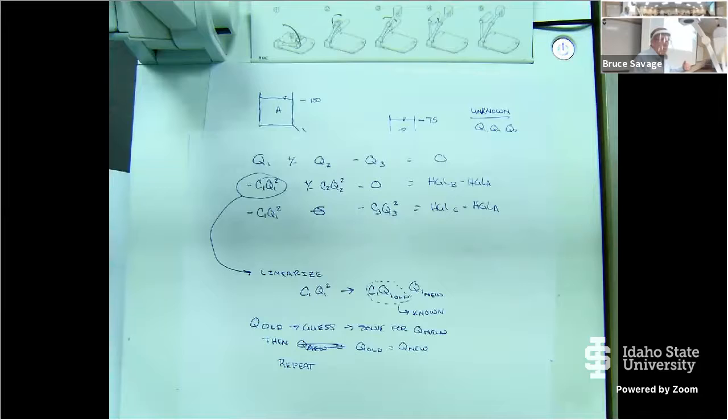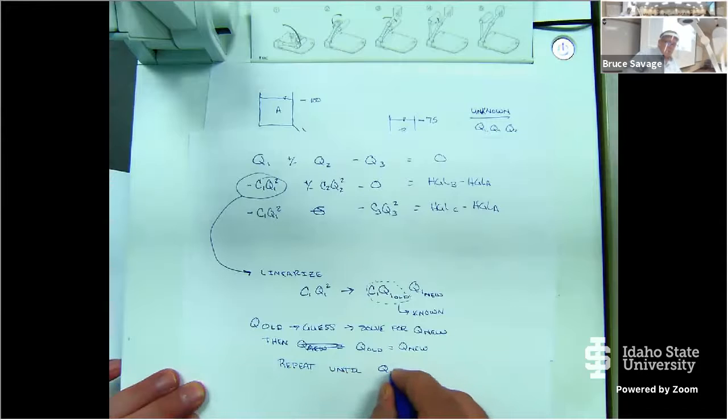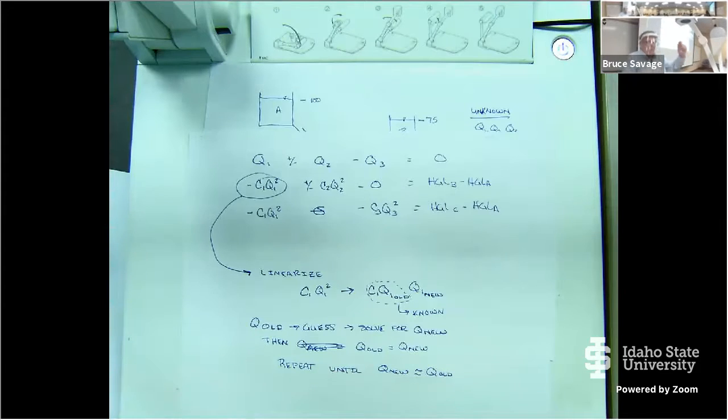Now on this, we're just going to iterate, and we're going to let it set the new Q value. And just keep iterating, repeat until Q new is approximately equal to Q old. To where it gets down to some level, we say that's close enough. And we're done. Okay?